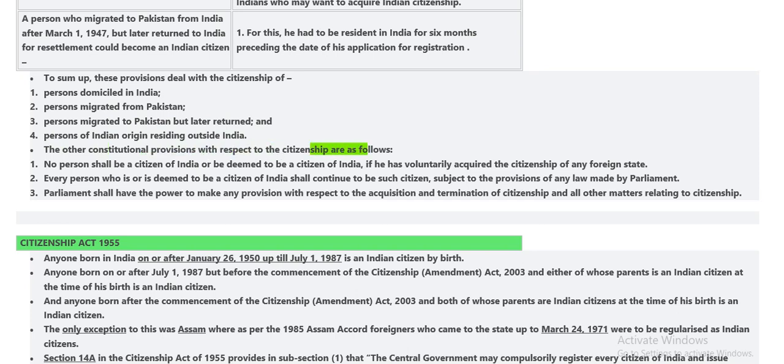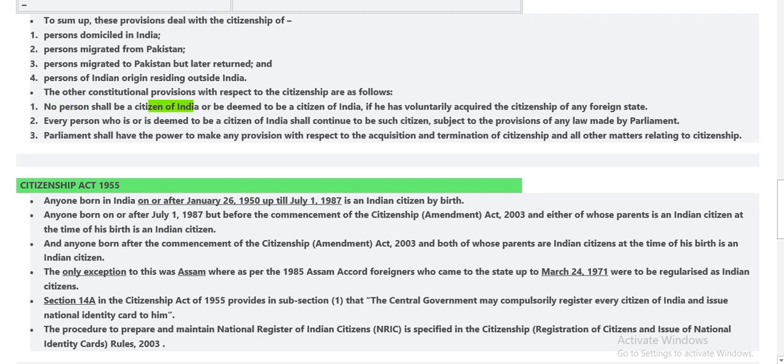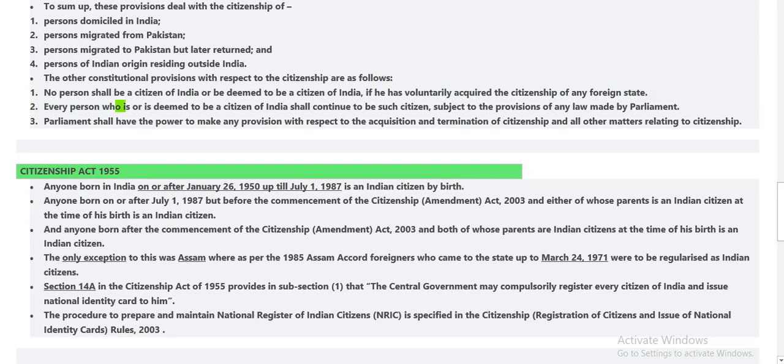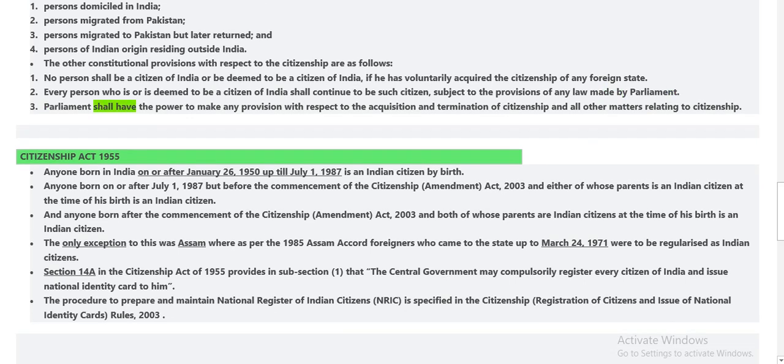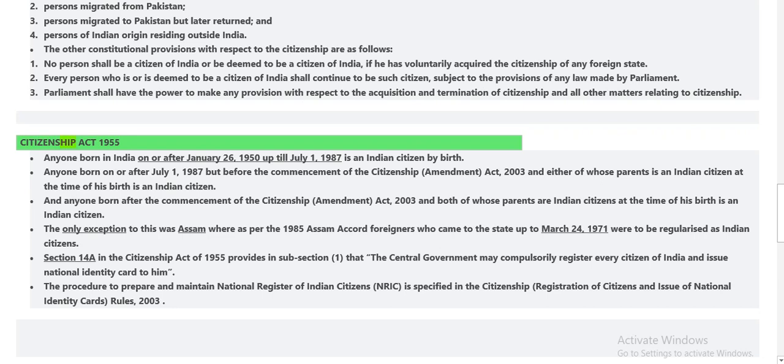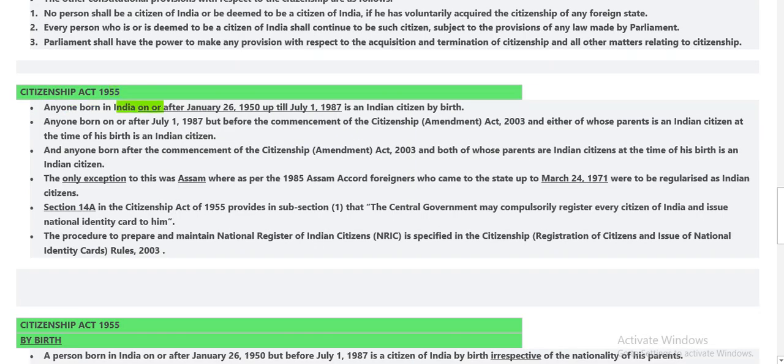The other constitutional provisions with respect to citizenship are as follows. No person shall be a citizen of India or be deemed to be a citizen of India if he has voluntarily acquired the citizenship of any foreign state. Every person who is or is deemed to be a citizen of India shall continue to be such citizen, subject to the provisions of any law made by Parliament. Parliament shall have the power to make any provision with respect to the acquisition and termination of citizenship and all other matters relating to citizenship.